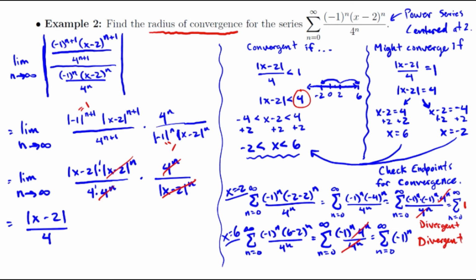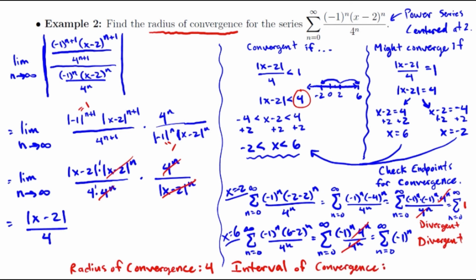So, to summarize, the radius of convergence is 4, because that's how far away I can stray from 2. And then the interval of convergence, even though it wasn't explicitly asked for, you will usually be asked for it. The interval of convergence is this interval we found right here. So it'd be -2 to 6, where we don't include -2 and we don't include 6 because we found the series to be divergent in those places.